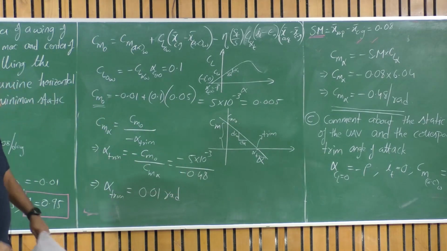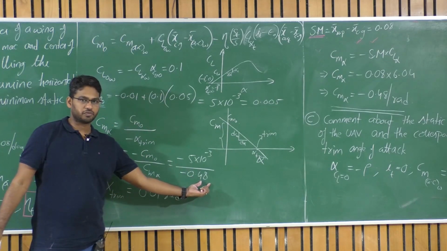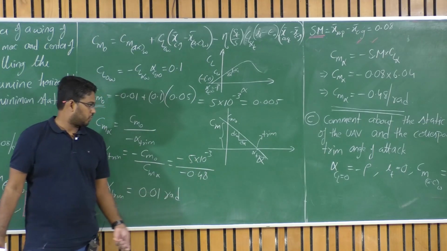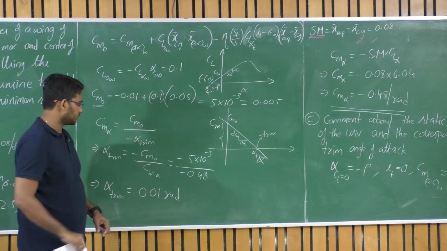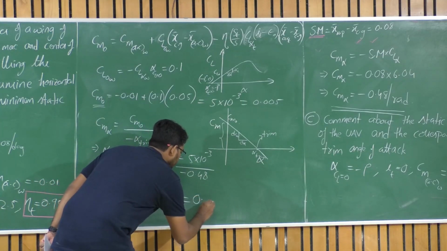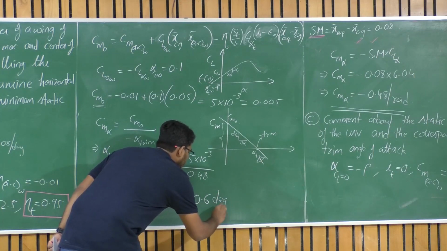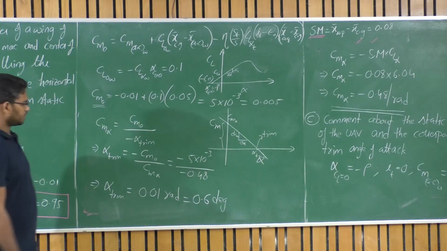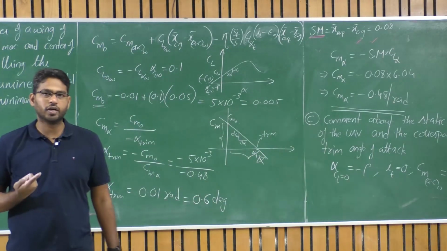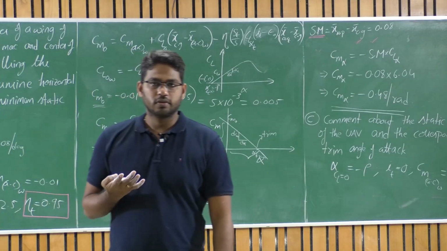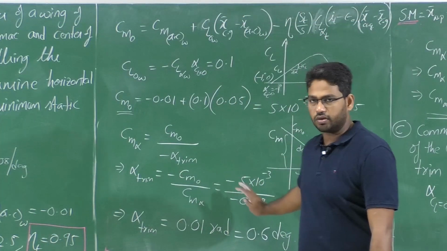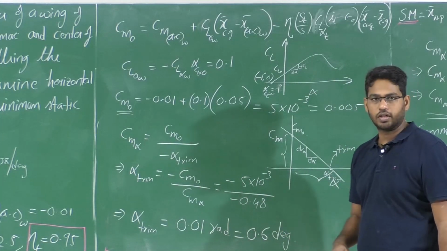So this is approximately 0.5. Can't you consider this as 0.5? This is 10 power minus 2 upon that, so it is equal to 0.6 degrees approximately. So the trim angle is 0.6 degrees, not even 1 degree. You're not able to trim the aircraft. From the design, it is trimming only at 0.6 degrees, not even at 1 degree.